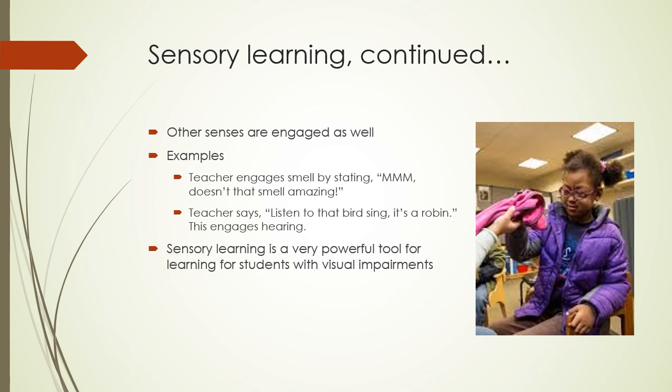In the picture on the right, the student is touching, feeling, and grasping an object to better get a full picture of what it means to describe that object. Sensory learning is a very powerful tool for learning with students with visual impairments.